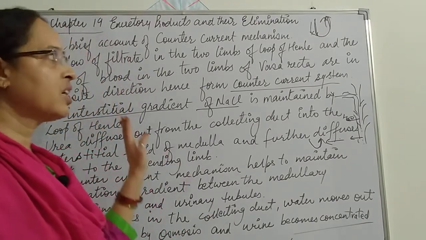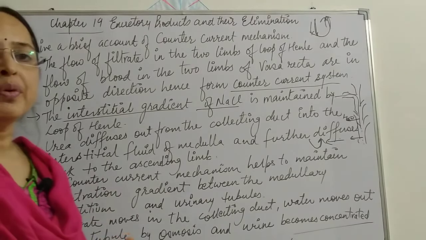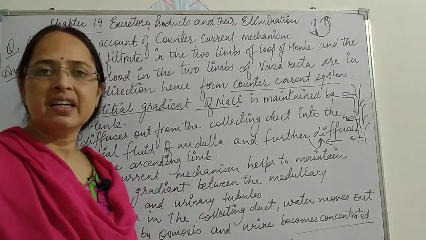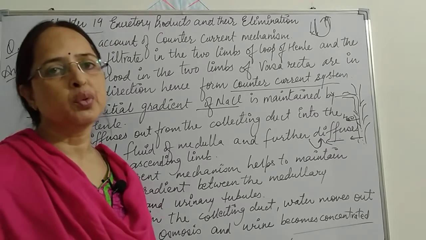So this is the counter current mechanism which occurs in the loop of Henle because of the movement of the filtrate in the opposite direction. In the descending limb, filtrate is moving downward, and in the ascending limb, filtrate is moving upward.